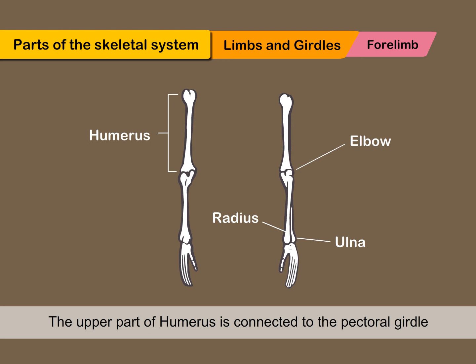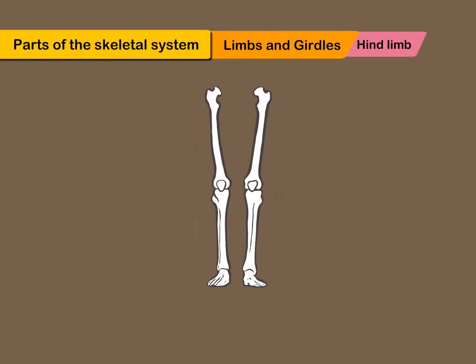The upper part of humerus is connected to the pectoral girdle, shoulder girdle. It is made of the shoulder blade and the collarbone. The pectoral girdle connects the upper limbs to the spine.